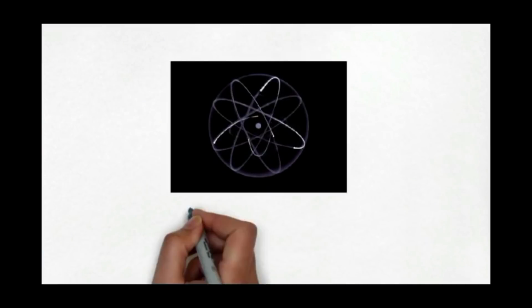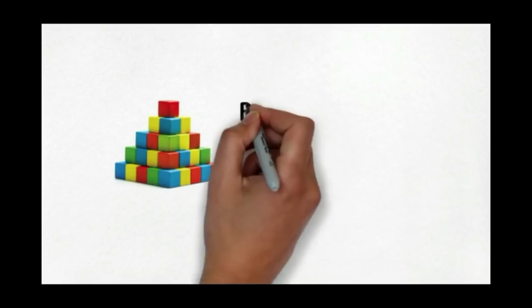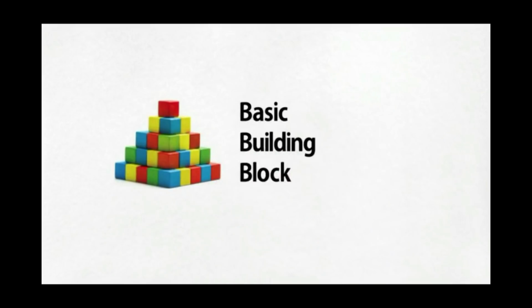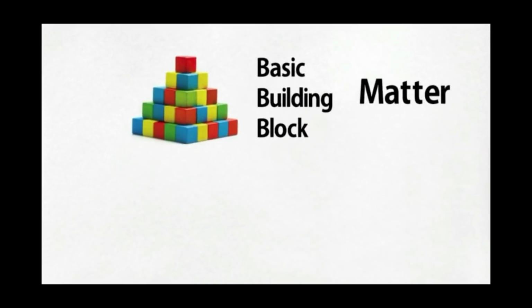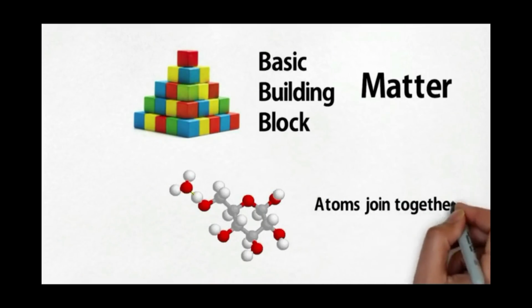Now let's know the definition of atom. Atoms are the basic building block of ordinary matter. Atoms can join together to form molecules, which in turn form most of the objects around you.